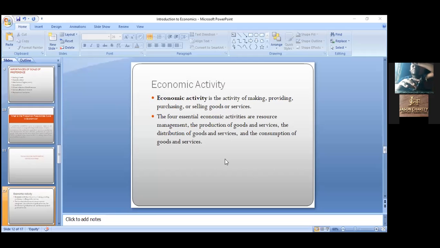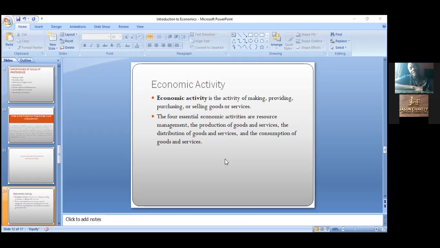Last week, we discussed the economic concept, the consumption aspect of it, scarcity, opportunity cost, scale of preference, and what economy is all about. Now, this week, we want to discuss economic activity.